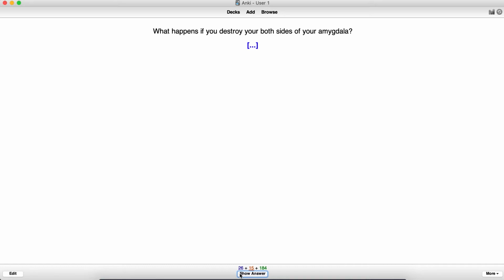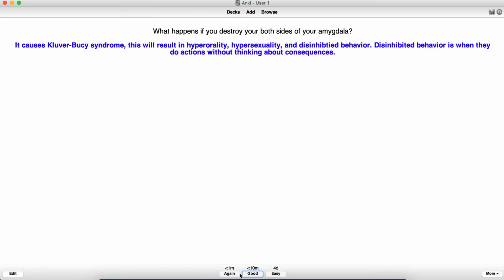If you destroy both sides of your amygdala, you're going to cause Kluver-Bucy syndrome, which causes hyperorality, hypersexuality, and disinhibited behavior. Disinhibited behavior is just when you're doing actions without thinking about the consequences.